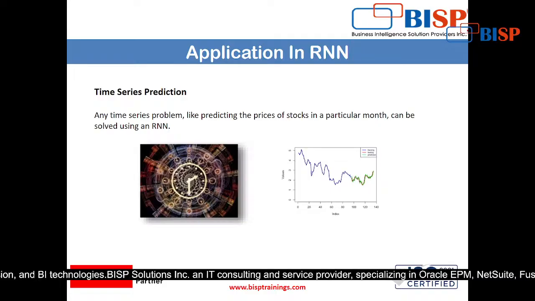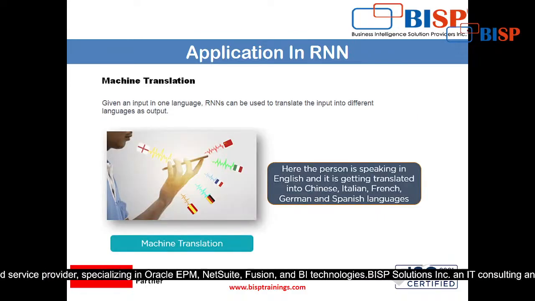Okay, now in this way, predicting the price of the stock in a particular month, we use RNN for prediction of the series also, correct? Now let's see machine translation. You might have seen the Google Translator, right?